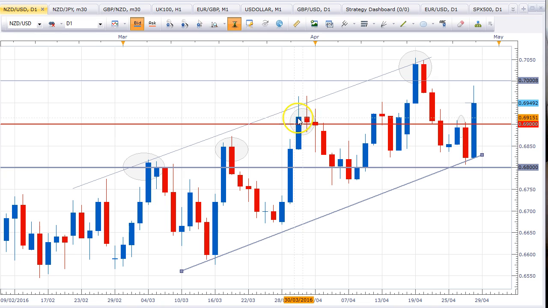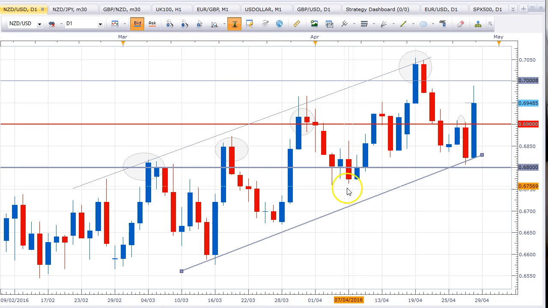So at this point, if you got in here, you would have had a drawdown of about 130 pips, 140 pips, and then it would have pushed higher. So then you would have been in profit by 69, 70, 140 pips. So maybe you could have exited here. That could have been your profit target, 140 pips.